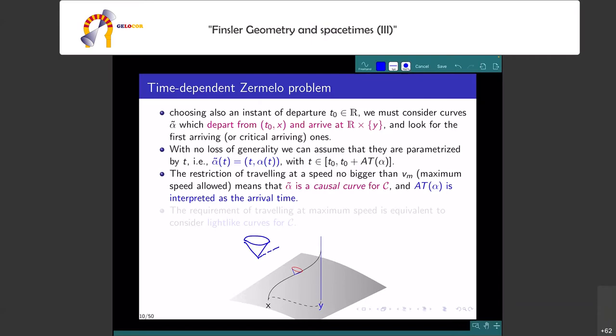In the Zermelo problem, we want to minimize the arrival time. We can also travel with timelike curves, but of course, with timelike curves you cannot reach the minimum arrival time. So we are going to consider lightlike curves from x to y, and we want to find the solution which has the minimum possible arrival time.